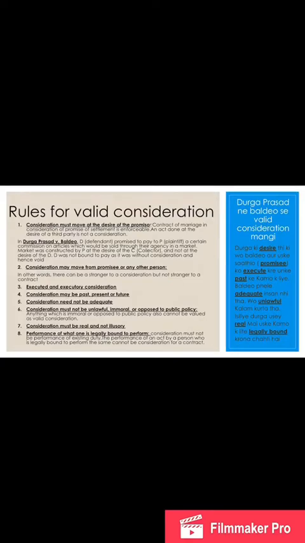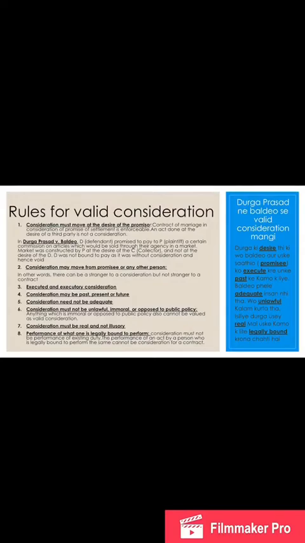For example, the desire represents consideration must move at the desire of the promisor. Then the second point deals with consideration may move from the promisee or any other person, that is Baldev or his associates. Executed or executory consideration: the consideration can be of either of these two types. Consideration may be past, present, or future. Thus, the word past. Then, consideration need not be adequate. The word adequate represents this. Then consideration must not be unlawful, immoral, or opposed to public policy. Thus, unlawful. Consideration must be real and not illusory. The word real represents it. Then is performance of what one is legally bound to perform. So, legally bound.